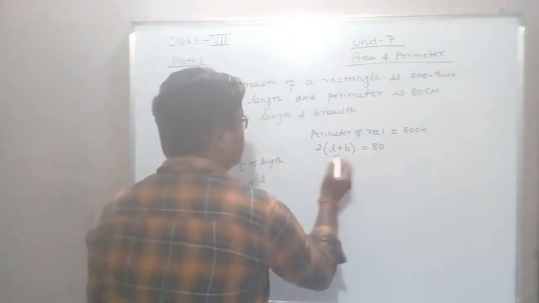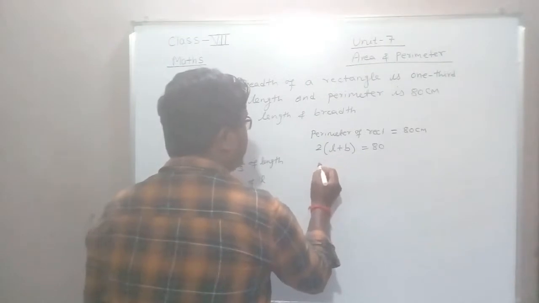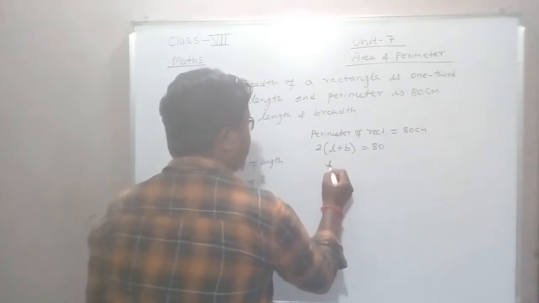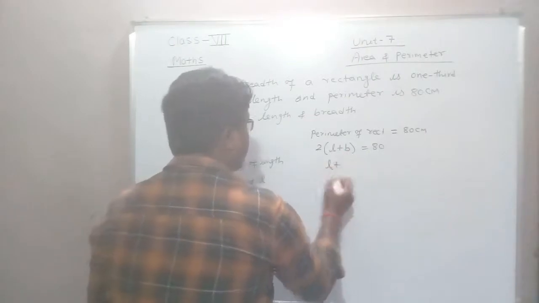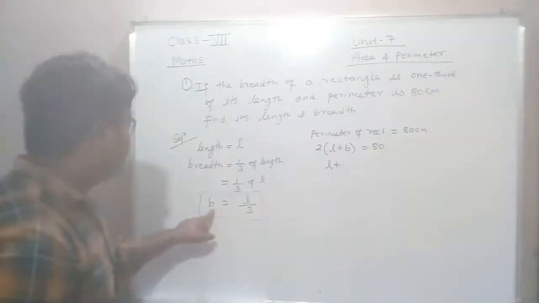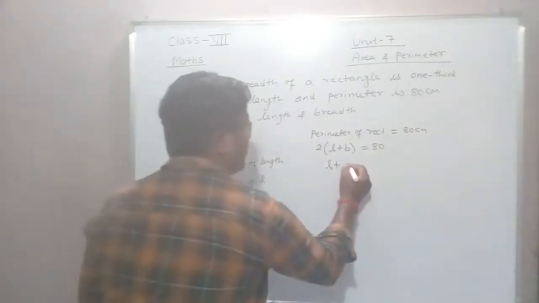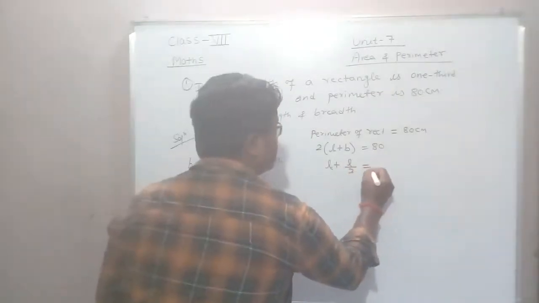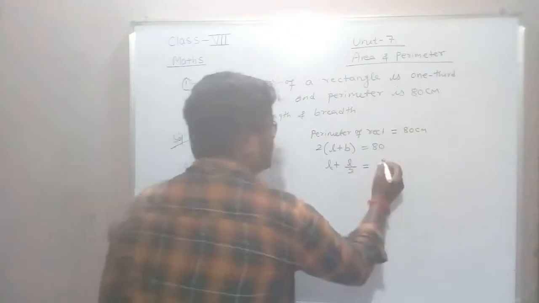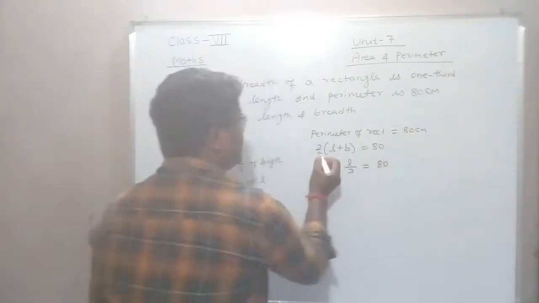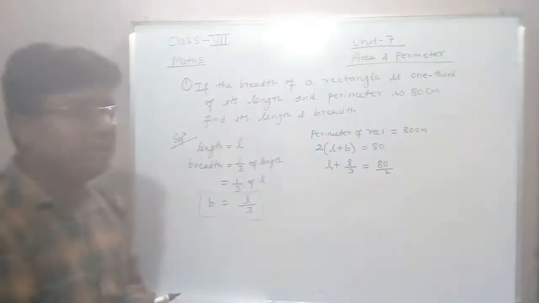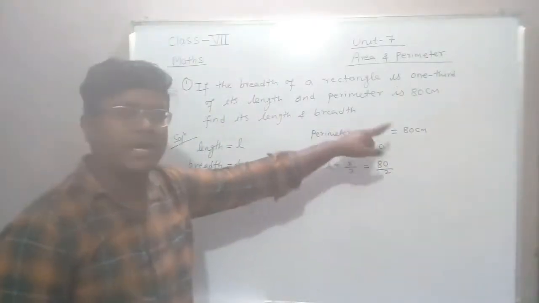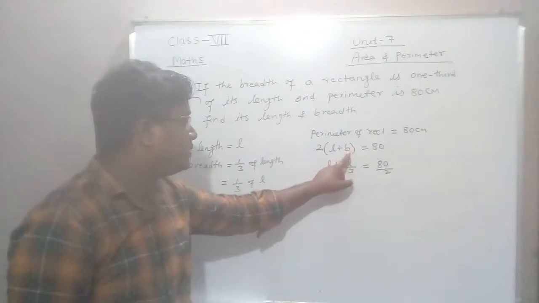So transfer this 2 to right hand side. So what we will get here? In place of L, write L as it is. In place of B, as we know, breadth is L upon 3. So I am going to write in place of B, L upon 3 is equal to, this 2 I have transferred to right hand side. So 80 and 2 is multiplying, so it will go and divide there. Very simple. Transfer this 2 to right hand side, it will divide, and in place of this B, replace L by 3.